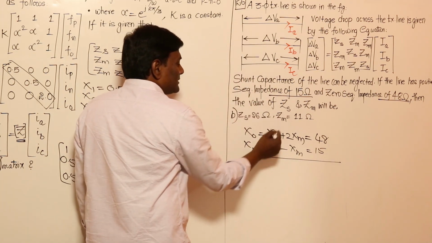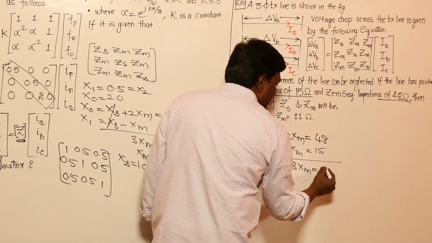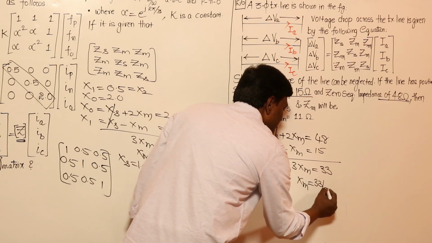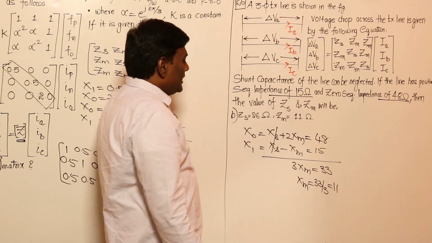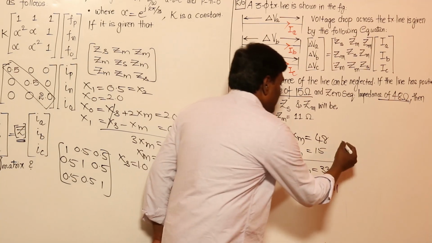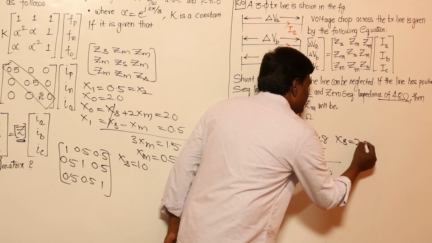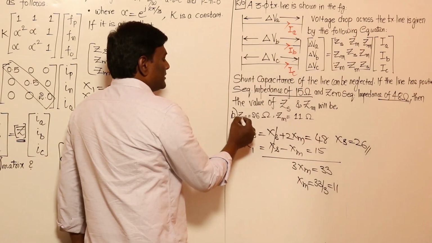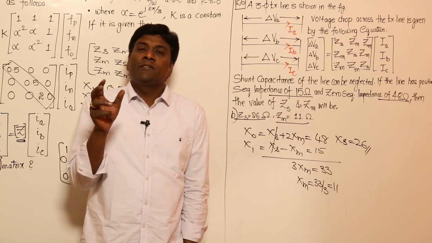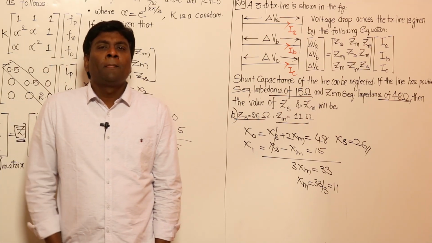So this minus this, 3XM equal to 48 minus 15, which is 33. So how much is XM? 33 by 3 is going to be 11. If XM is 11, XS is going to be 15 plus 11, which is 26. So ZS value is going to be 26 and ZM value is going to be 11. Basically, in sequence impedance of transmission line, very small questions will come. We need not revise or remember multiple things.